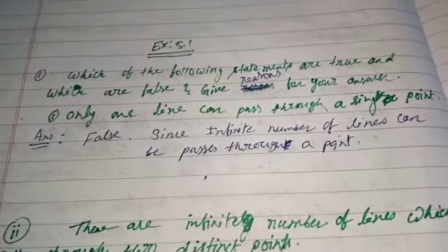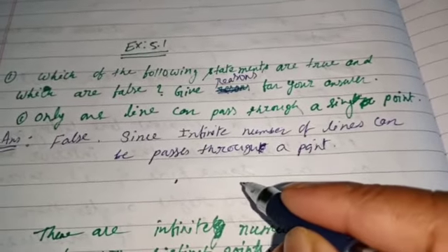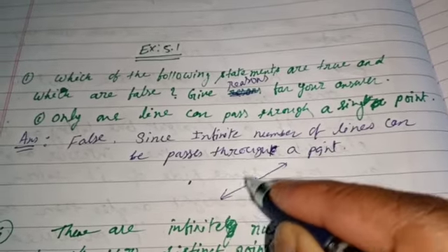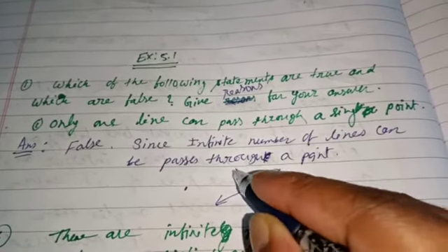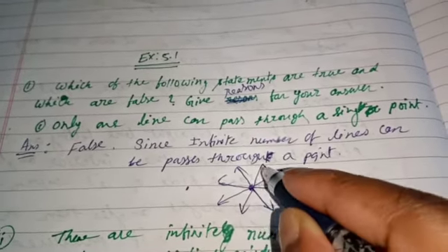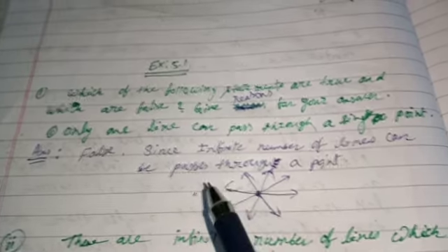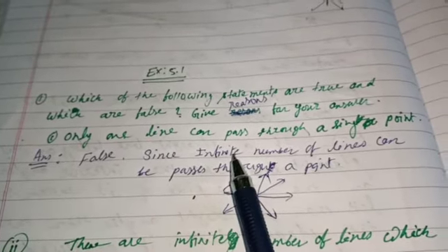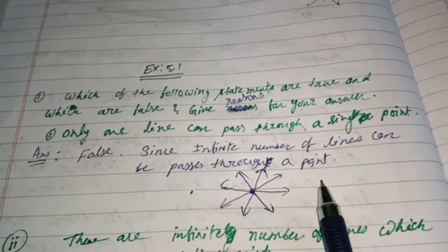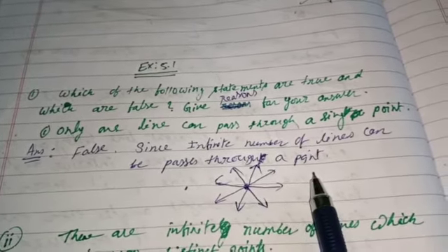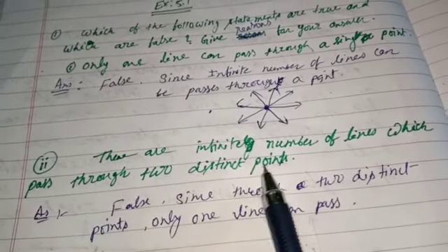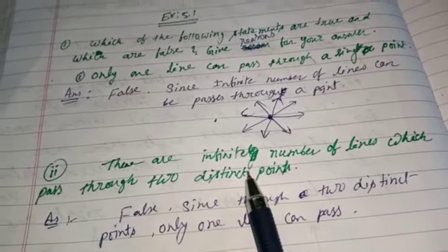False. Why? Suppose this is a point. This line can pass through the point. Also, if you draw from this side, this line can also pass through this point, and also from this side. There are so many lines, you cannot count them. So it is false, since an infinite number of lines can pass through a single point. Understood?